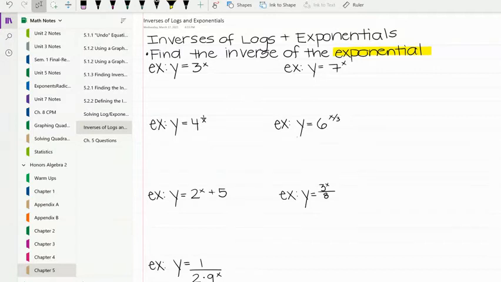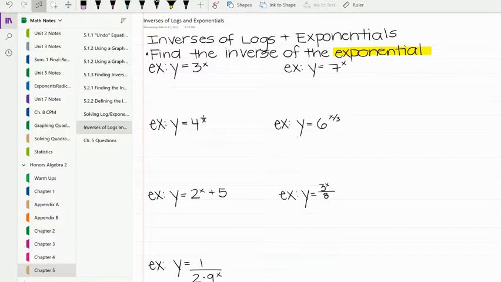Okay, so we are going to be looking at inverses of logs and exponentials. You actually did a little bit of this in the book, but I felt like it wasn't covered enough. So we're going to spend some time practicing this a bit more and also with more complicated problems. I will say that these get to be a bit tricky, and the best way to learn them is to practice them. So we're doing quite a few examples.